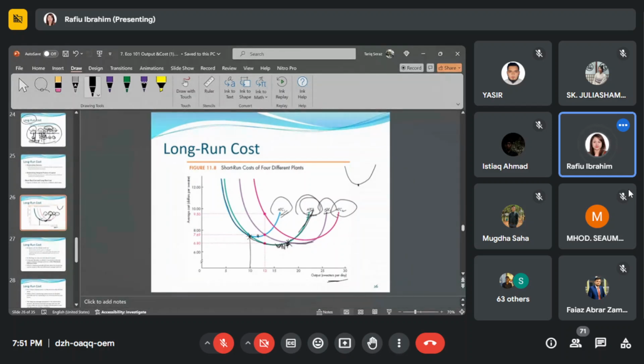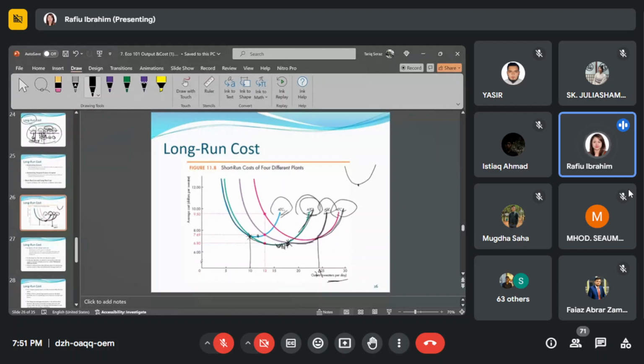কতটুকু পর্যন্ত plant 3 থাকবে? Up until this point. When they produce, say, 24 jars. এর থেকে বেশি produce করলে দেখা যাচ্ছে plant 3 is not going to be cost minimizing anymore. Then they move on to plant 4.